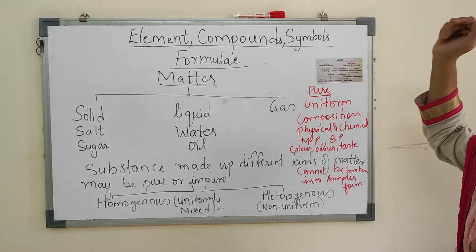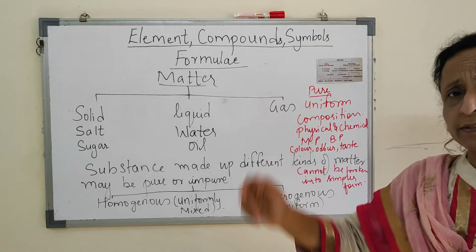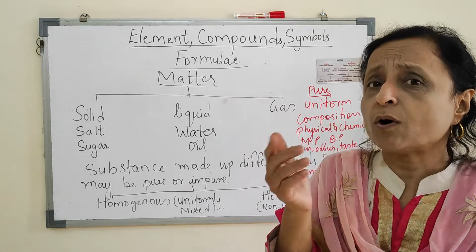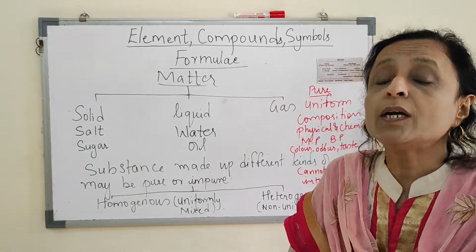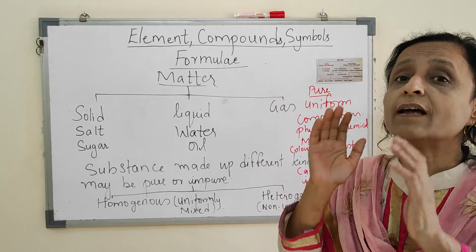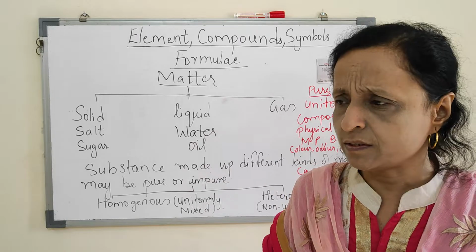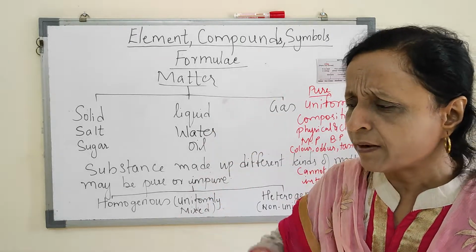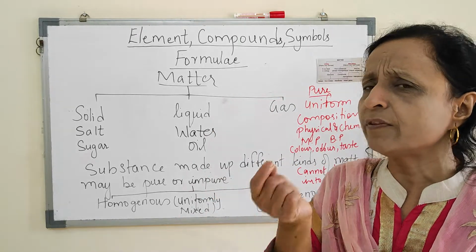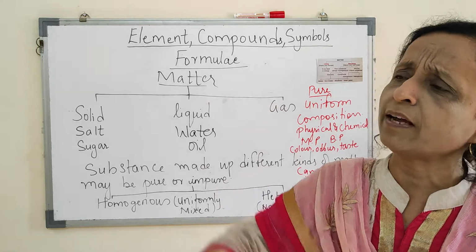Then you have to understand pure substance. Pure substance, what it will consist of? It will consist of element and compound. Now what is element? Element is just one substance. You break, one atom of the element will also have the property as the big one.